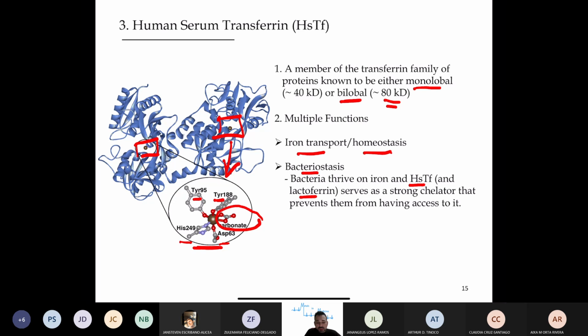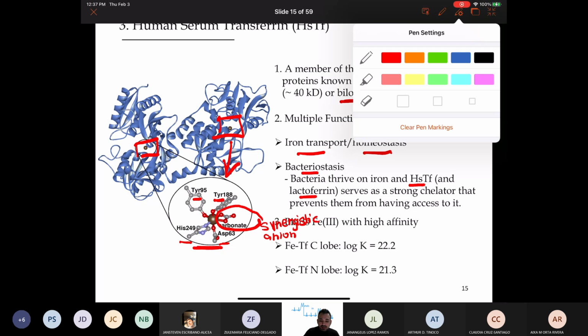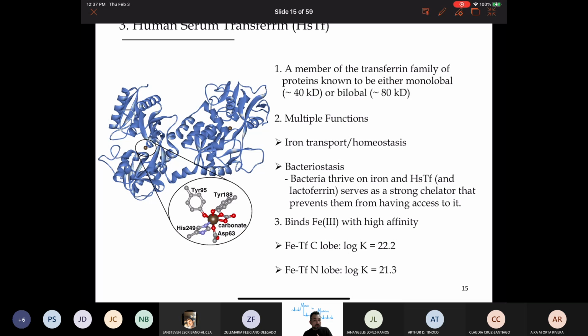That carbonate is referred to as a synergistic anion. The reason it is referred to as a synergistic anion is because it is anionic and it helps the iron to be stably bound to the protein, so that carbonate is serving a role of stabilizing the metal and keeping it bound to the transferrin. The net effect of the coordination coupled with carbonate helping it out is that you have very high affinity. This is the affinity of the iron to both lobes. At the C lobe, you have a constant of log K of 22.2, and at the N lobe, 21.3.